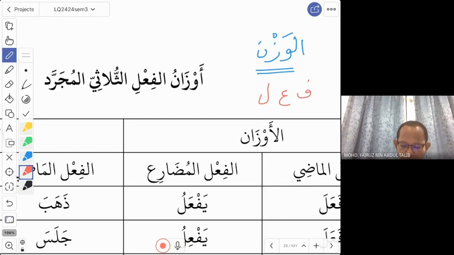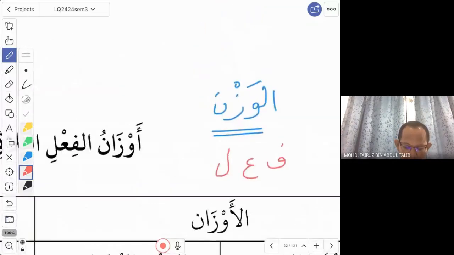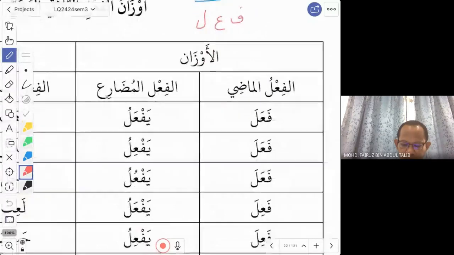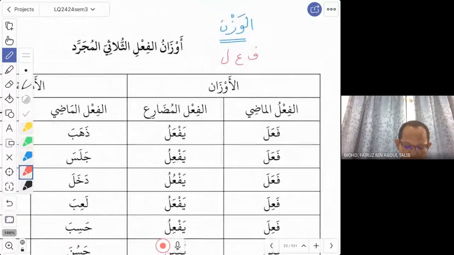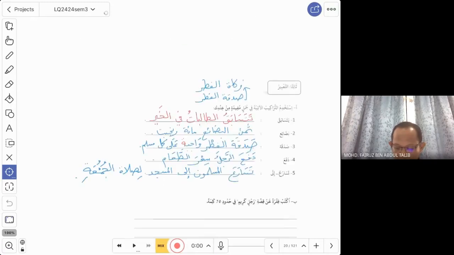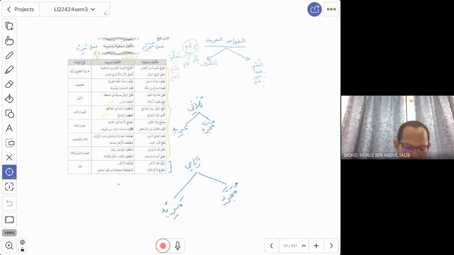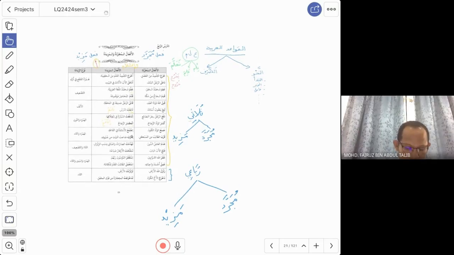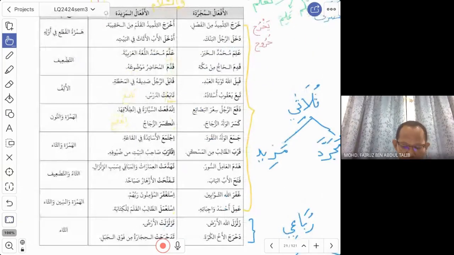Okay, so let us look at the example here. Al-awzan, which is the wazan just now, the fa, ain, lam, the pattern of the fi'il. Here we look at the wazan for fi'il madi. All the fi'il that we have seen in our lesson earlier are all fi'lun madi, for both fi'il mujarrad and also fi'il mazid. These are all fi'il madi.